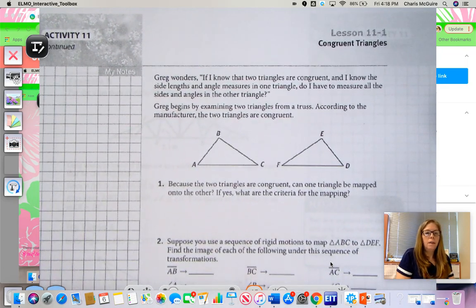So here's Greg. If I know that two triangles are congruent and I know the side lengths and angle measures in one triangle, do I have to measure all the sides and angles in the other triangle?